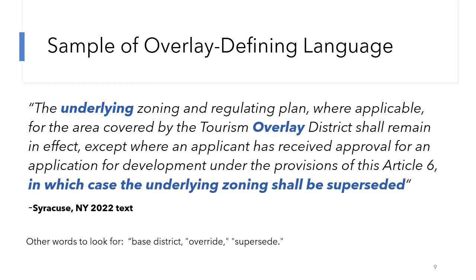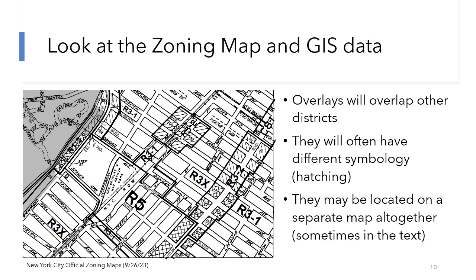Sometimes the zoning text may be less clear. It can refer to underlying districts in different language, but look for words like base district, override, and supersede. So hopefully you will find clear answers. The other way to identify overlays is to look at the map.